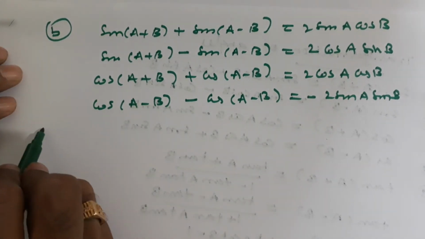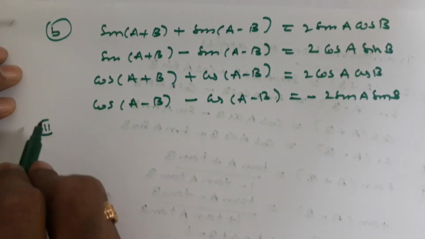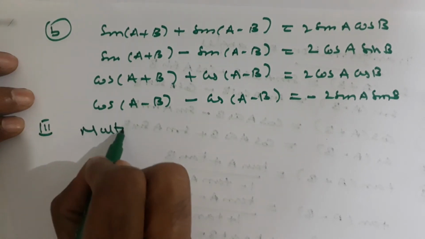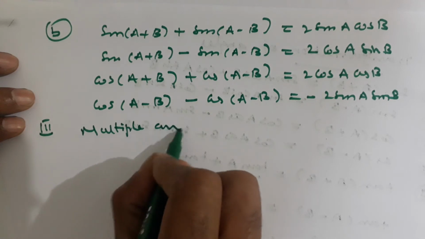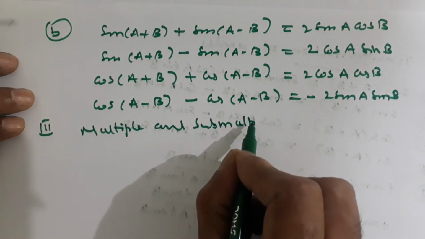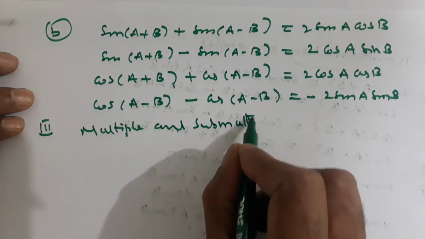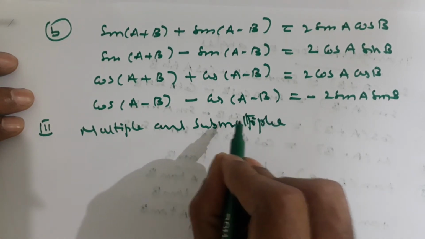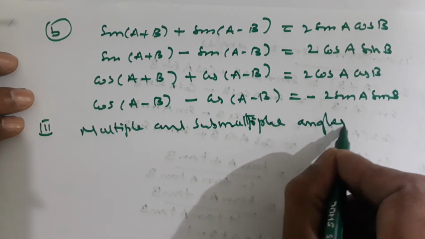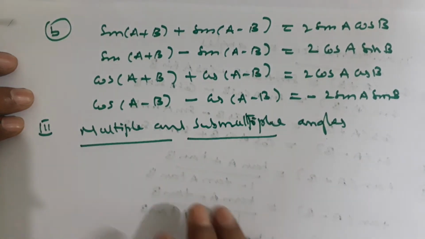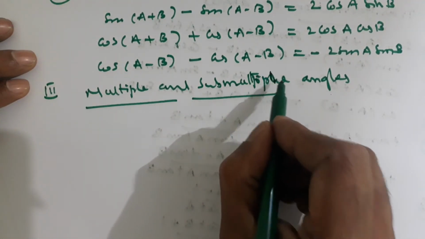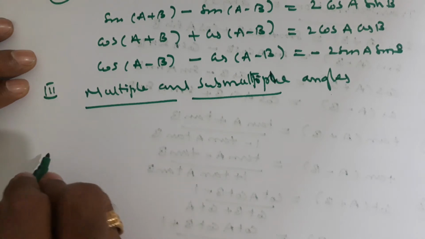Right, Roman 3. Multiple and submultiple angles. Right, first one.